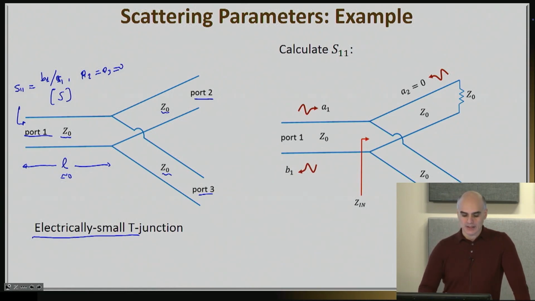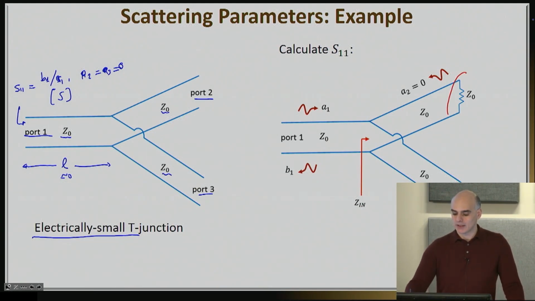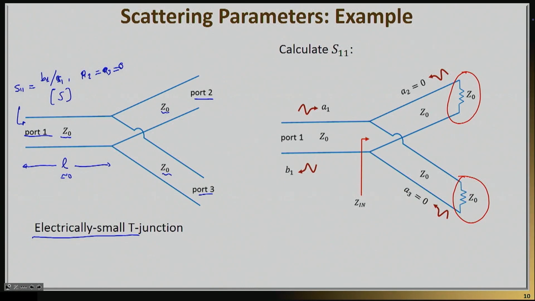Since this is what I have to do, I will first ensure that my A waves in ports 2 and 3 are equal to 0. As I mentioned before, I will terminate them with their own characteristic impedance, which in this case is equal to Z0. That again will ensure that both A2 and A3 are equal to 0. Then I will excite port 1 with some wave A1, calculate B1, and then divide B1 by A1 to find out what is S11.